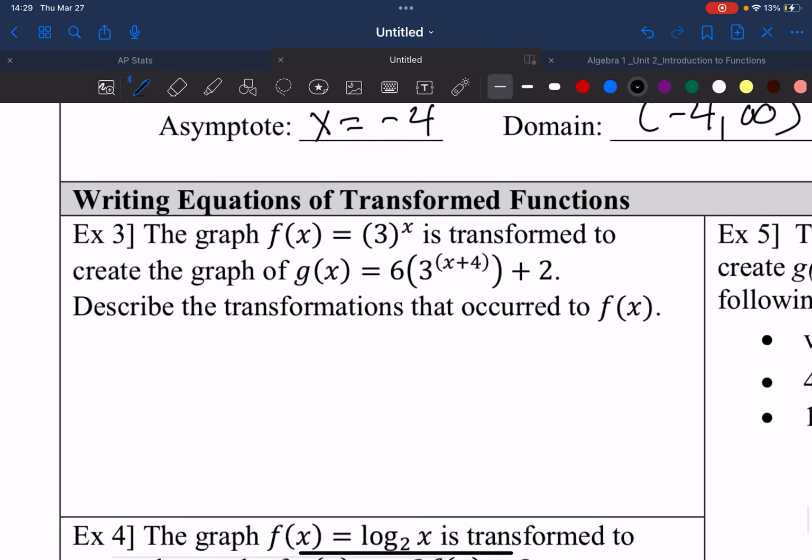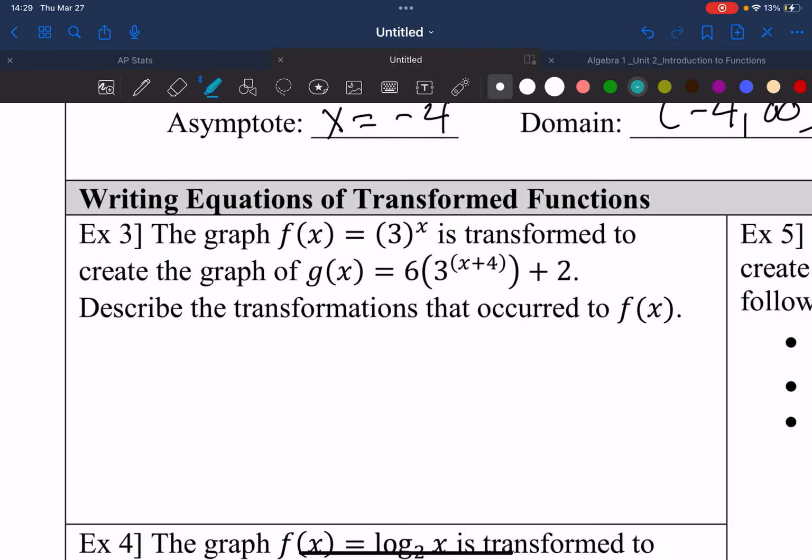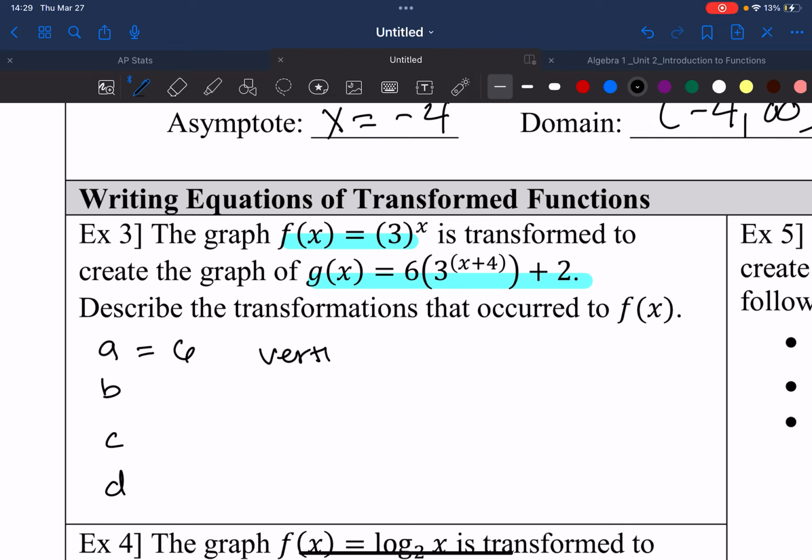Okay, number 3. It gives us the graph of f of x and of g of x, and it wants us to label all the transformations. So I'm going to label my a, b, c, and d. So a is 6, which is a vertical stretch. I do not have a b value, so I put none. And again, I know that because this 3 is from the original function f. And then c is x plus 4, which means I'm going left 4. And d is 2, which means I'm going up 2.